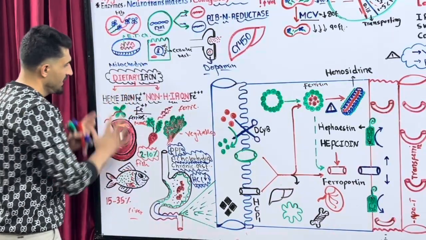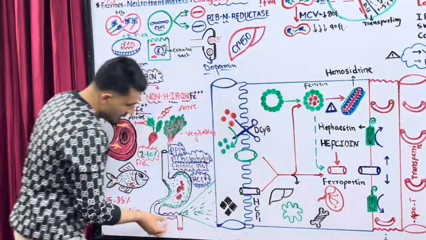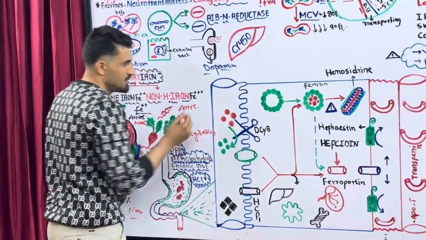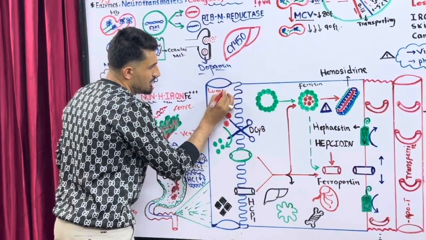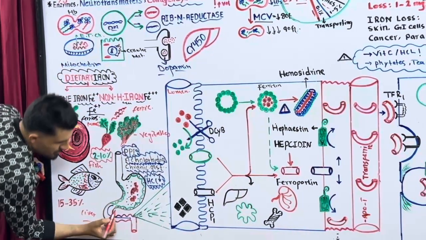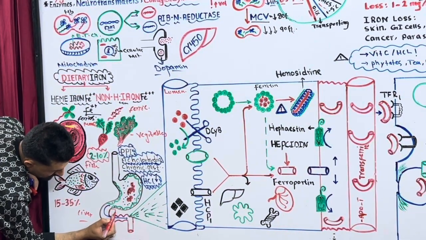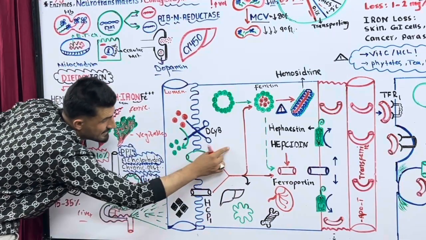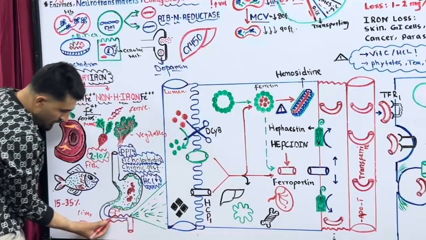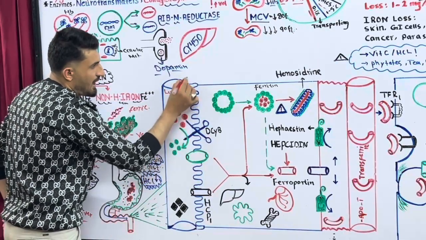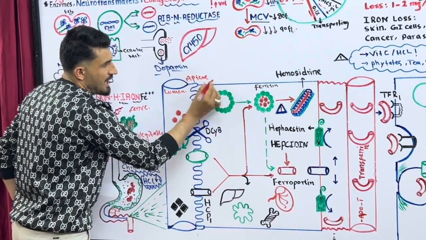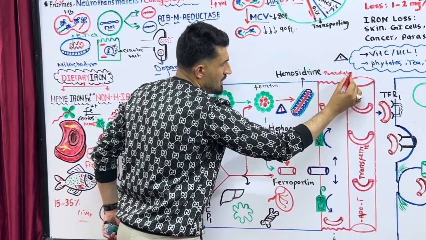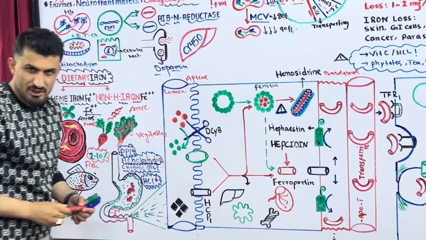Now both of them, heme and non-heme, come here. This is the lumen of the jejunum, and these are cells of the jejunum. I'll zoom in on one cell of the jejunum here. The side near the lumen is called the apical site, and the other side is called the basolateral site. Got it?